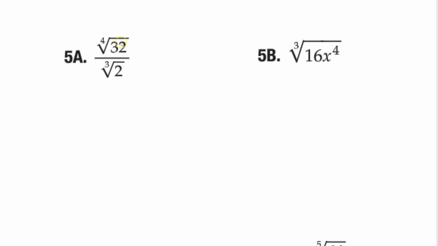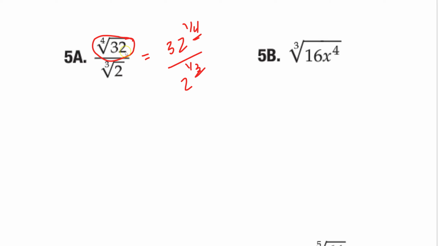This one, I want to point out that you cannot just divide them. These are different roots. If we rewrote it, it'd be 32 to the 1/4 over 2 to the 1/3. So you can't simplify because the powers are different. What you can do, we're going to get into this later, is rewrite 32. This is a little preview to next chapter. We're going to do this a lot more next chapter than this chapter.